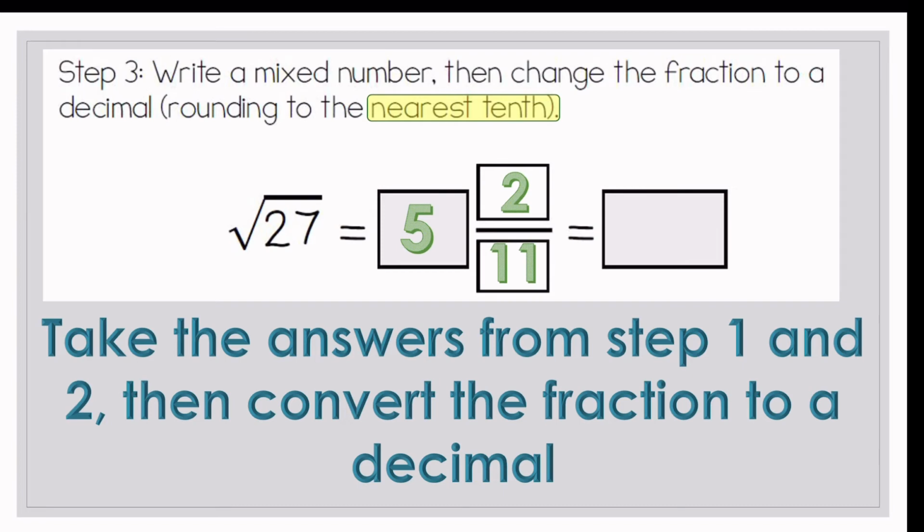So remember what I do. I'm going to make my fraction. I'm going to put 2 here and 11 here. Then I simply divide. What that ends up with is approximately 5.2. So if I'm rounding to the nearest tenth, I really need to go to the hundredth place to find it.